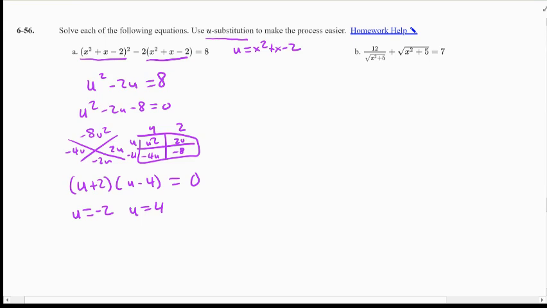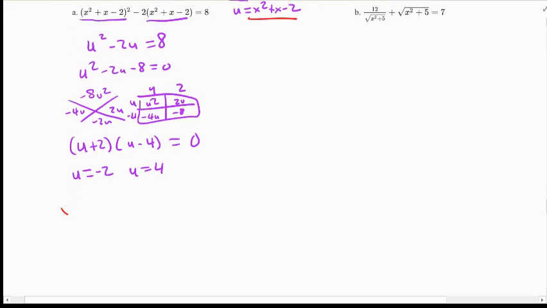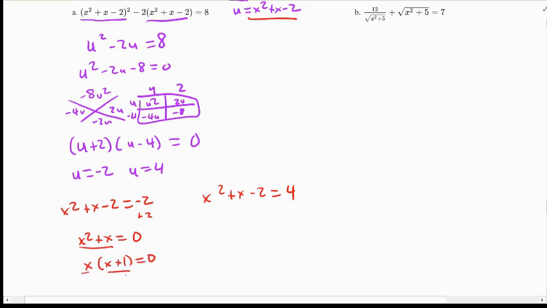And now is when I use that u substitution to plug this back in for u. So I have x squared plus x minus 2 equals negative 2, and x squared plus x minus 2 equals positive 4. And now I'm just going to go ahead and solve each of these. So add 2 to both sides. I'm going to factor out the x. And then set each piece equal to 0. So I have one solution is x equals 0. Another solution is x equals negative 1.